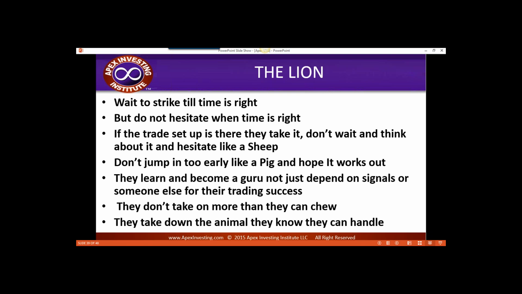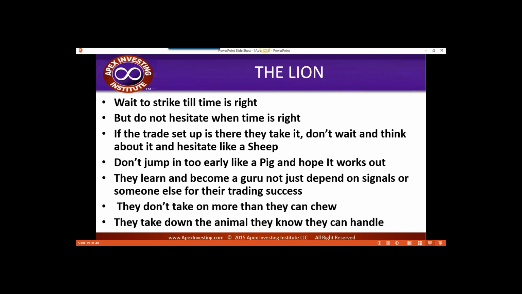They'll wait to strike till the time is right. But when it's right, they don't hesitate. They're not getting in late. They're not getting in too far. They're waiting for it to line up right, but they know what they're doing. They won't hesitate to enter that trade and to strike. They're not jumping in too early like the pig. They want to learn to become the guru themselves, not to rely on someone else for their trading success.